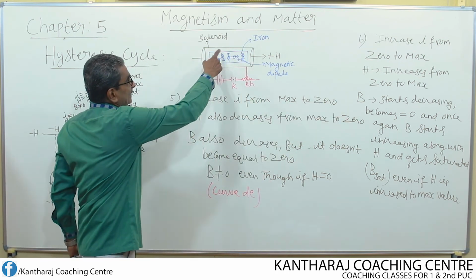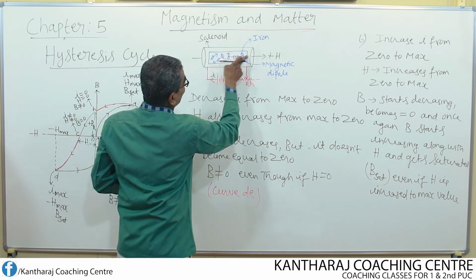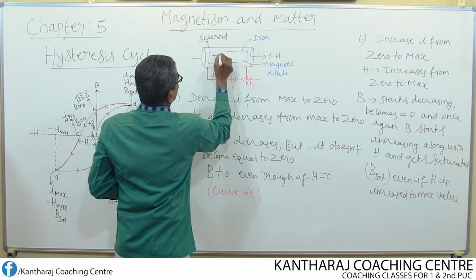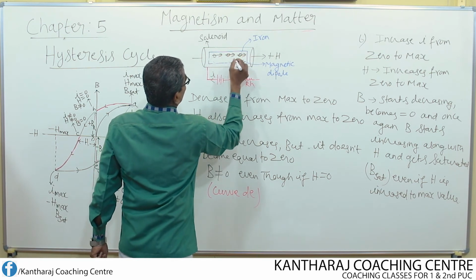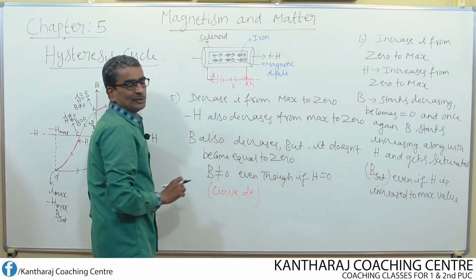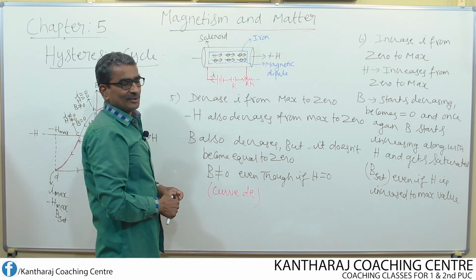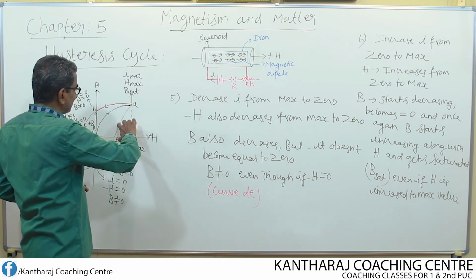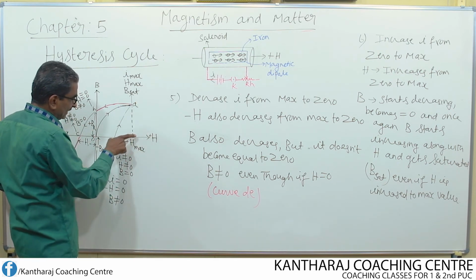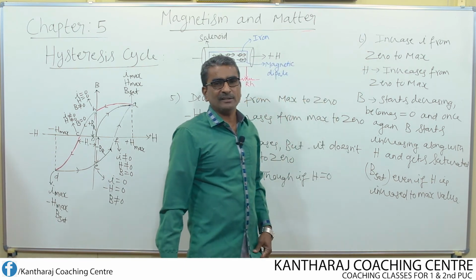That means the substance goes on magnetizing along which direction? Along the direction of H, like this, and all magnetic dipoles orient in the direction of H. No more magnetic dipoles are left in random order. So B increases and it becomes saturated even though H is made maximum. So that is what we have written here.